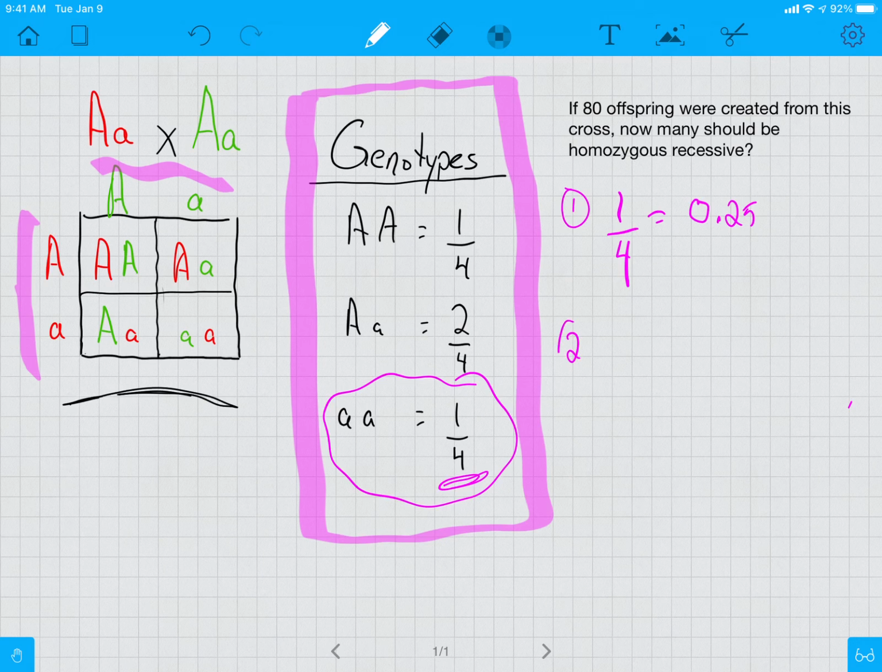Now if we were creating a percent, we would typically in the next step take that decimal and multiply it by 100, because percent is out of 100 things. But in this example, we've only got 80 things.